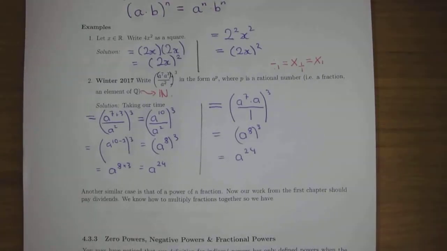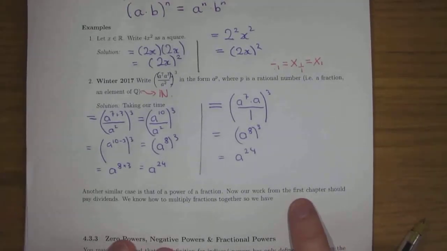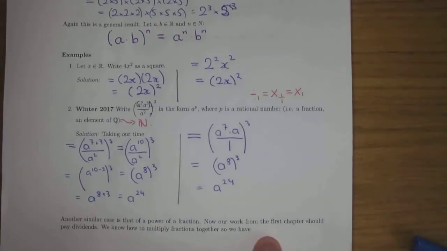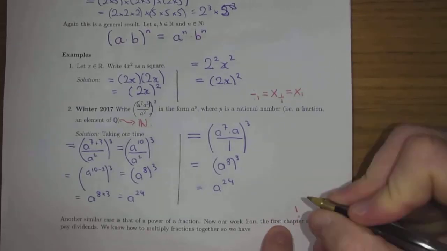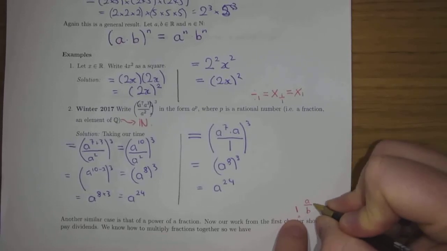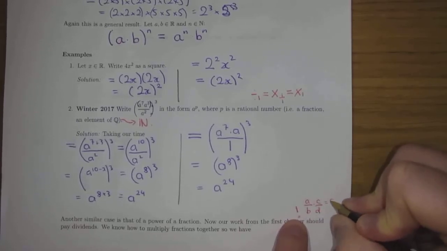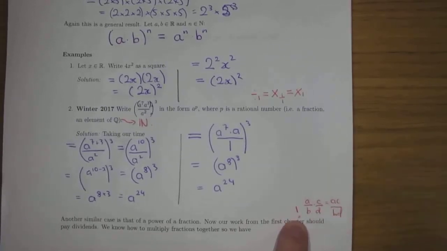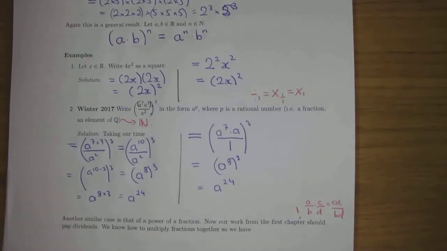Another similar case is a power of a fraction. Now, the work from the first chapter is not done here. But basically, it's just about how you multiply fractions together. You do top, top, bottom, bottom. That's all I'm actually talking about. Okay. So, let's see how this works.